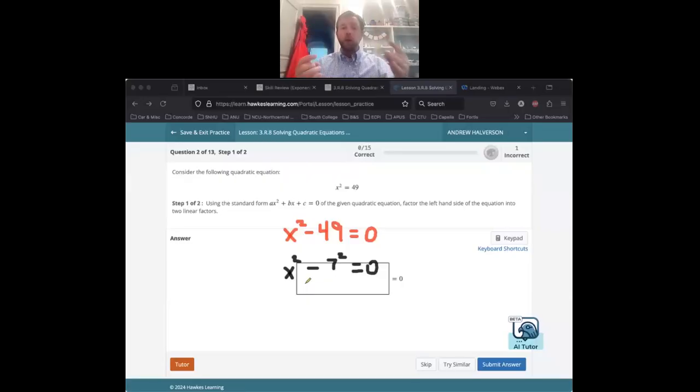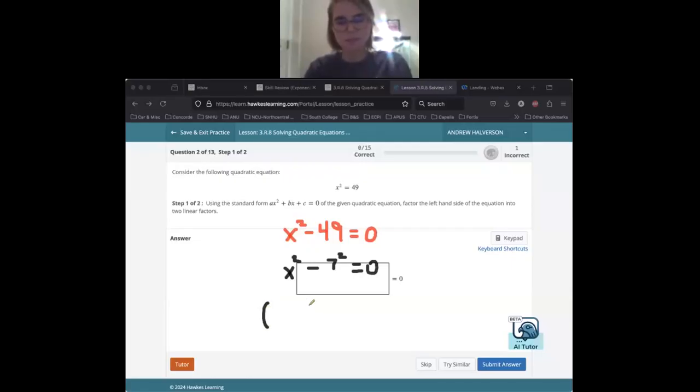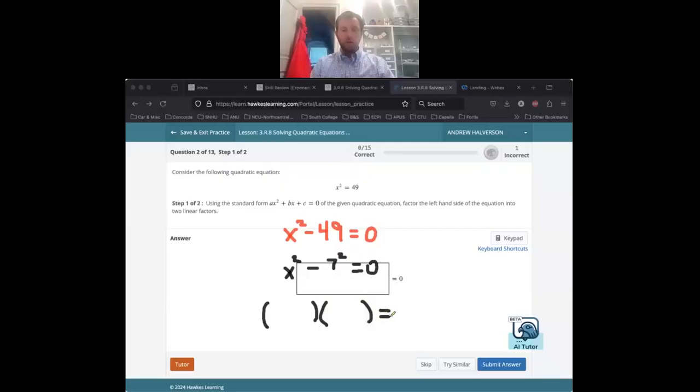So now that we write them as squares, how do we factor it? You set up two sets of parentheses first. And what's going to go inside? x plus 7 and x minus 7. Or x minus 7, x plus 7. Doesn't matter the order. Perfect. Okay, so that's the factoring.